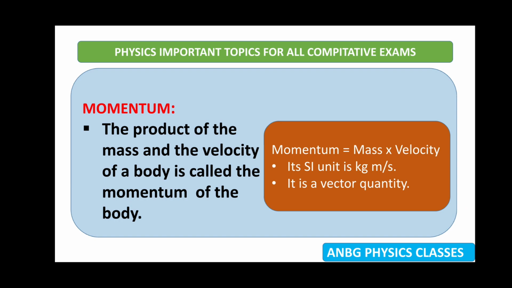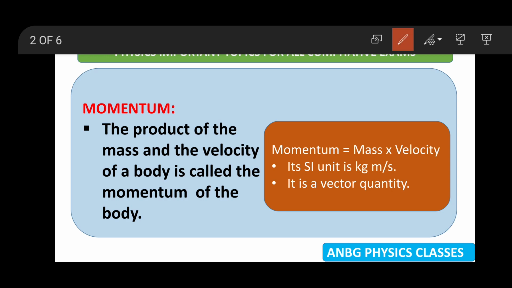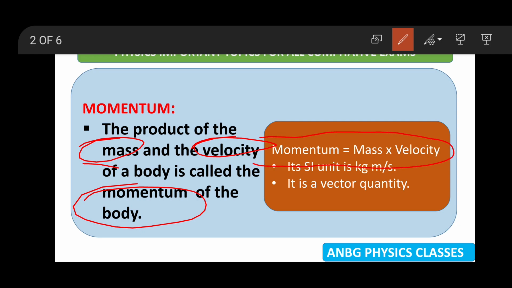First one, what is momentum? The product of the mass and the velocity of a body is called the momentum of the body. Here we have the formula: momentum is equal to mass into velocity. Its unit is kg meter per second. The unit of mass is kg, and the unit of velocity is meter per second.